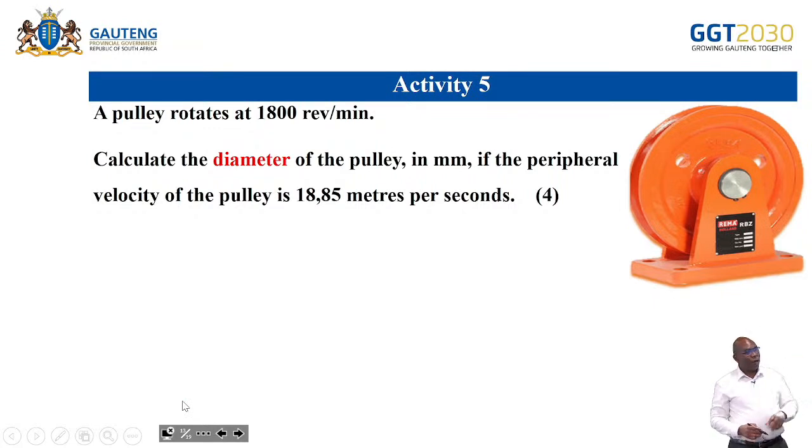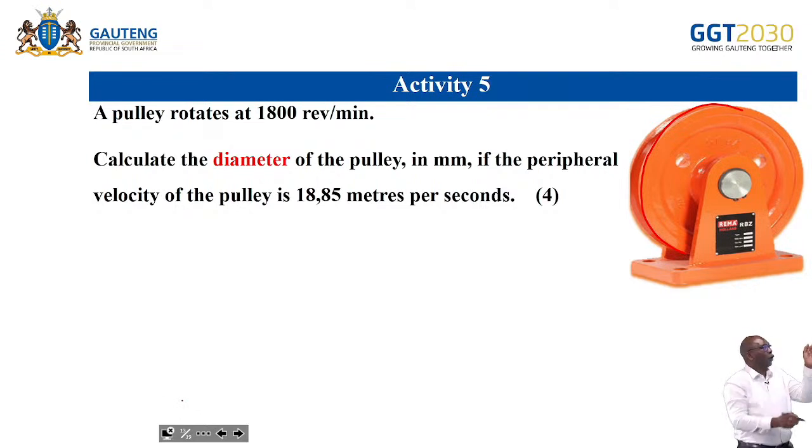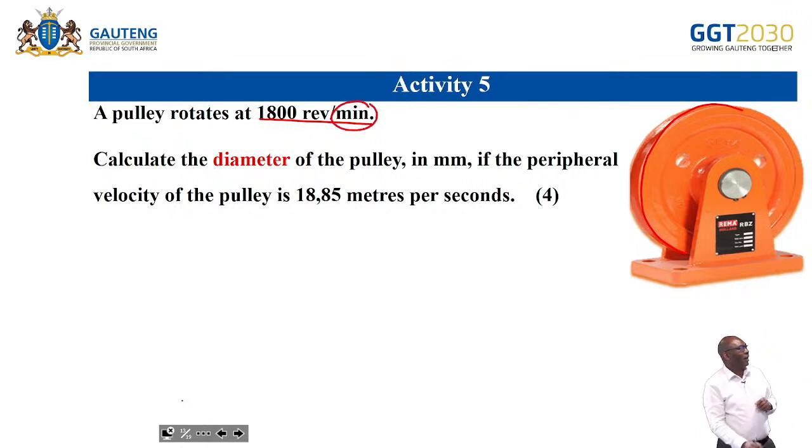Right, now, the next activity, activity 5. I'd like to have you do that activity number 5, but let's quickly go through it before you do it, so that you understand what you're going to do. Now it says a pulley, so there's a pulley in there, right? So there, it rotates at 1,800 per minute. You see, it is written per minute. Now it says calculate the diameter.